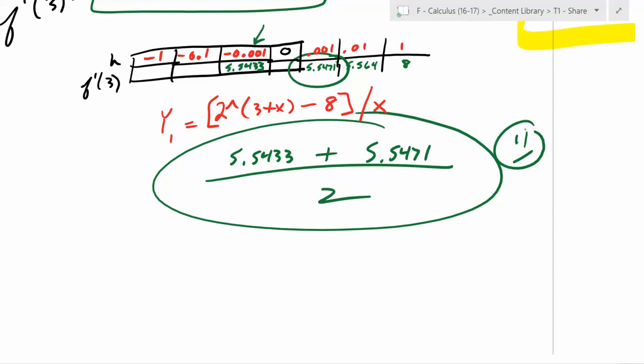We need to do a little bit more with derivatives first. We need to do a little bit more with derivatives. So let me clip one.